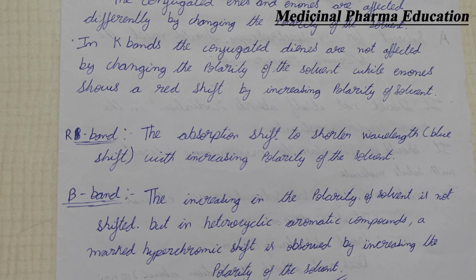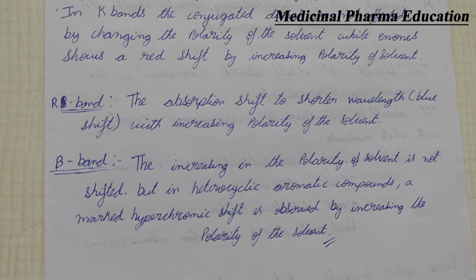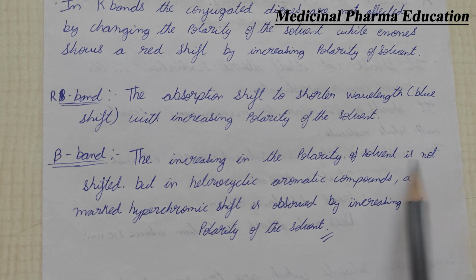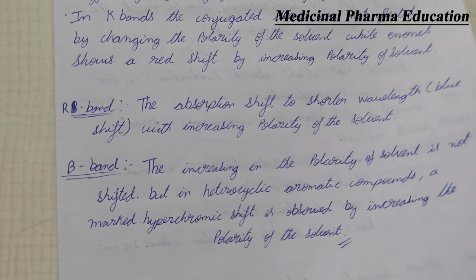Next, the R band shows an absorption shift to a shorter wavelength, a blue shift, by increasing the polarity of the solvent. You just need to know what the effects are, how the effect is on the bands. You don't need to go in depth, it is not important, just for your knowledge purpose I'm giving this information. In the B band, the increase in the polarity of the solvent causes no shift, but in heterocyclic aromatic compounds a marked hypsochromic shift is observed by increasing the polarity of the solvent. These are some topics, not important.